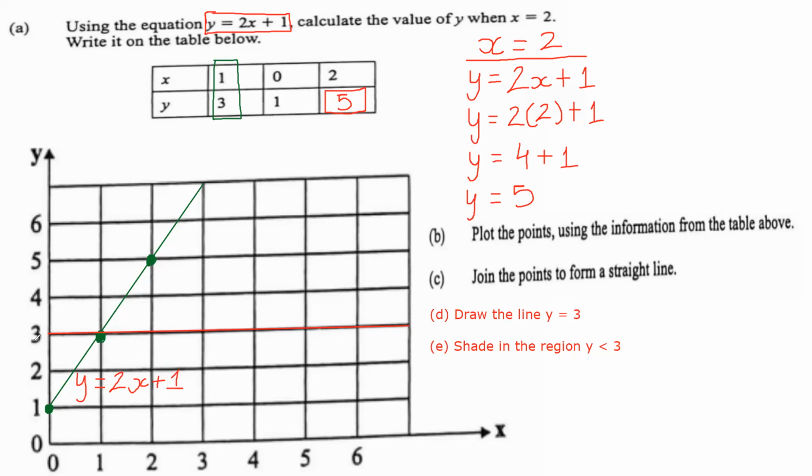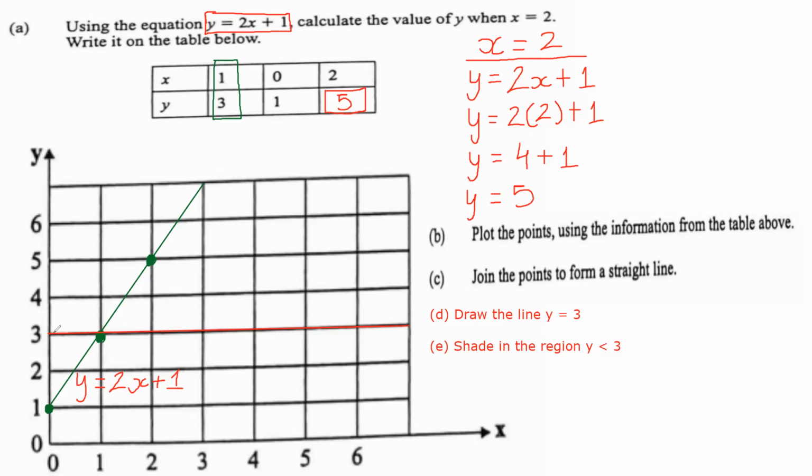1 and 3. You have to look for 3, right? And then we have to draw a line that goes left to right or up and down. After we locate 3, right? Remember, we're trying to draw the line y is equal to 3. After we locate 3 on the y-axis, we're going to draw a line through it. Does that line go up and down, or does it go left to right?